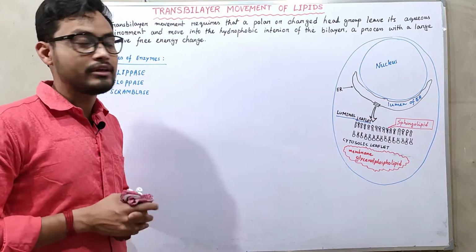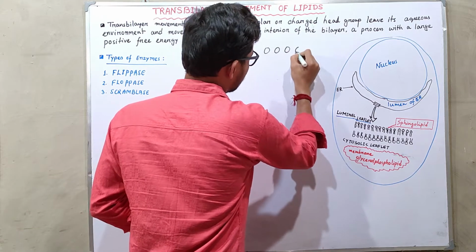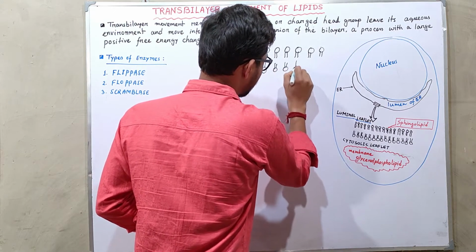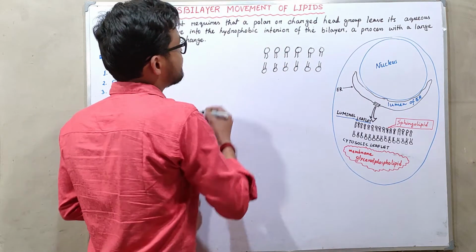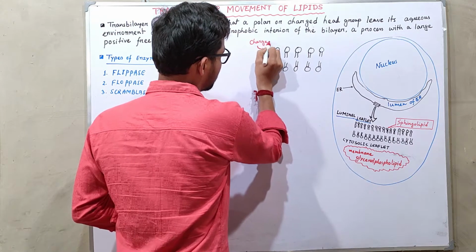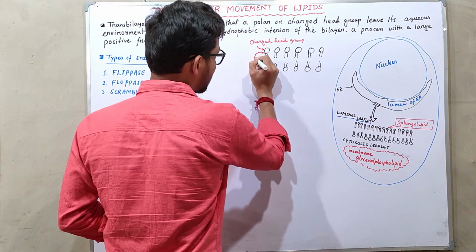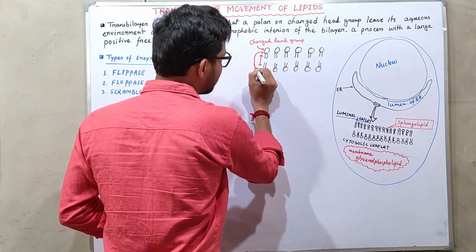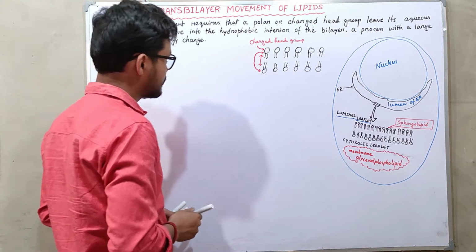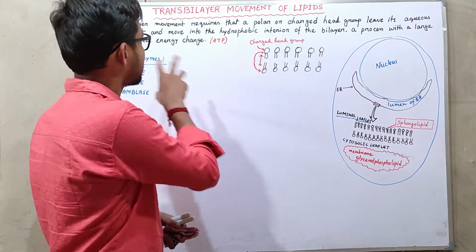First, if we observe the definition, the transbilayer movement requires a polar or charged head group. That means if we have two leaflets, so if this is the outer leaflet and this is the inner leaflet, it requires the polar or charged head group. So in this process, this phosphate head group leaves its aqueous environment and moves into the hydrophobic lipid environment and finally reaches the inner leaflet. Moving into the hydrophobic interior of the bilayer is a process with a large positive free energy change that requires ATP. So this is the definition of transbilayer movement of lipids.